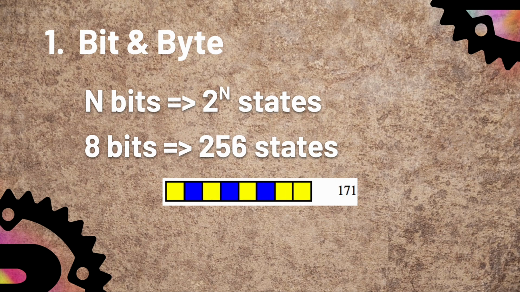So while n bits allows us to encode 2 to the power of n states, the most common n is 8, which allows us to encode 2 to the power of 8 states, equal to 256 states, and this data type is called a byte. So it's not bit, it's byte, the smallest addressable unit of memory in many computer architectures. So how can we use a single byte?